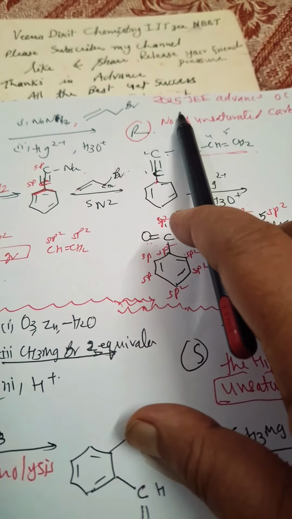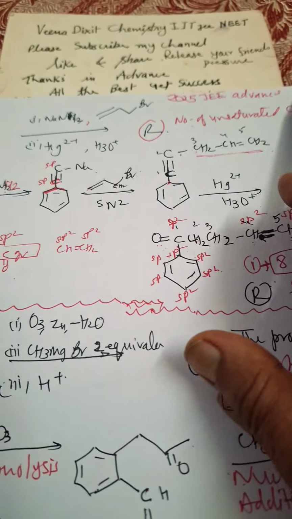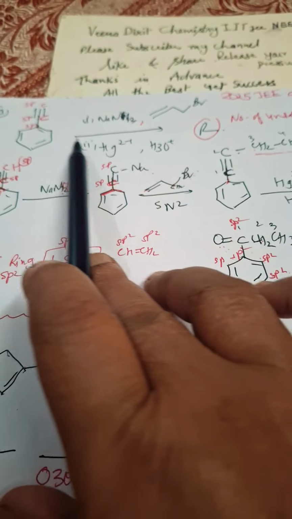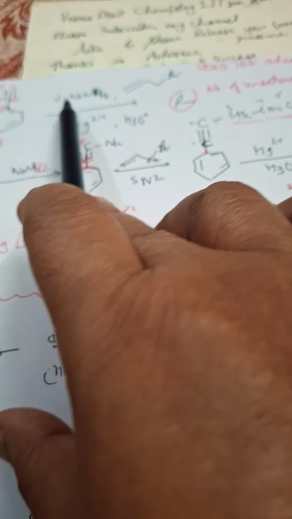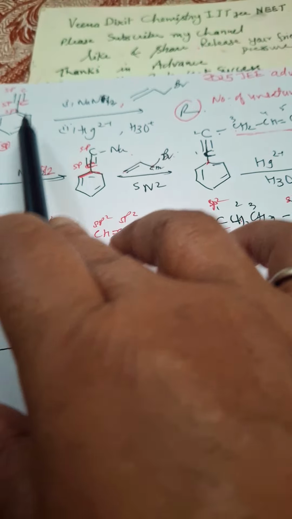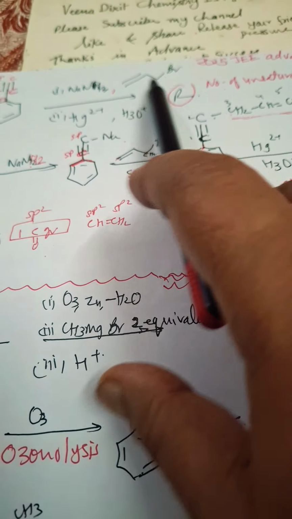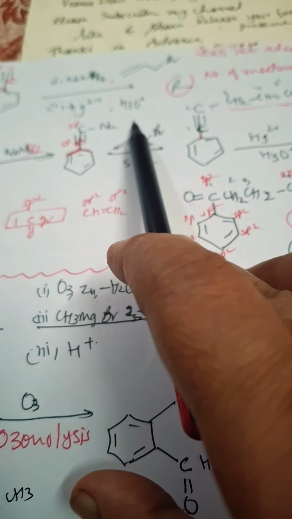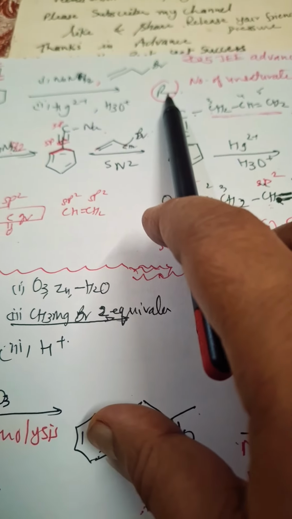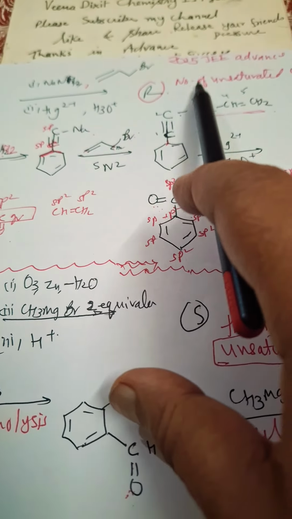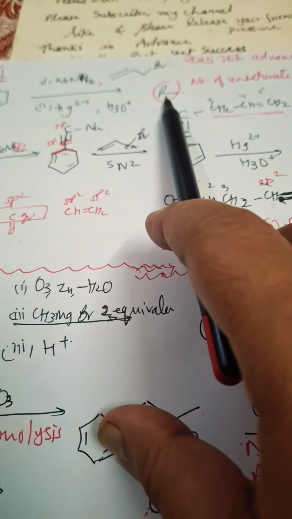Here we are discussing the 2025 JEE Advanced Organic Chemistry paper. They have given this reactant, when this substrate reacts with NaNH2, followed by allyl bromide, and then Ag2+ hydrolysis, we will get R. At that moment, the number of unsaturated carbons in R we have to find out.